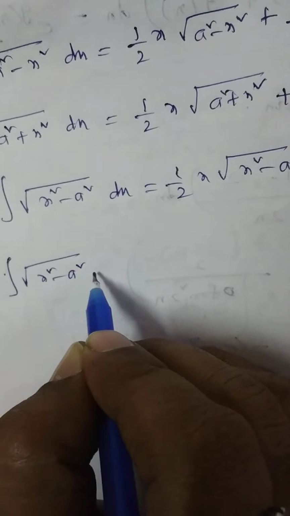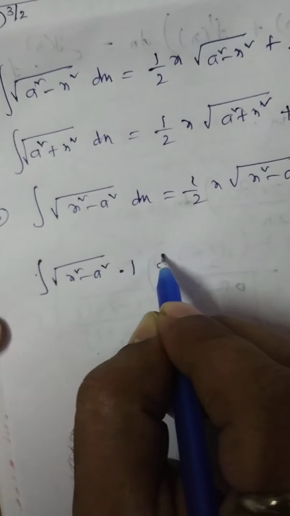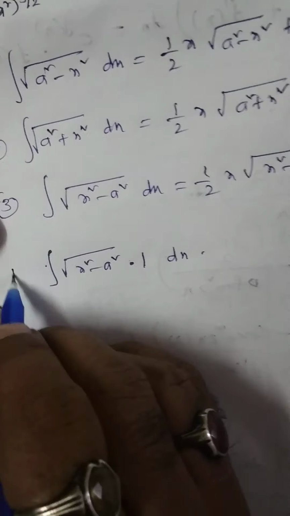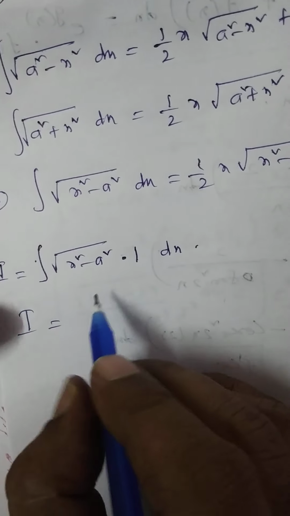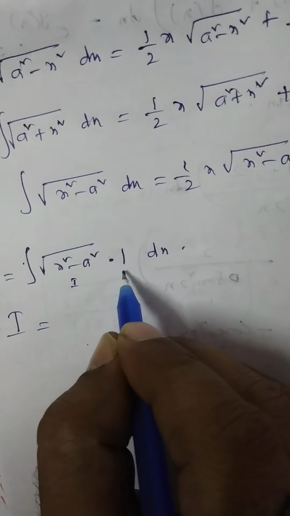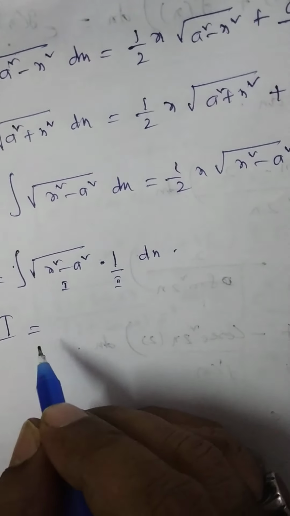Third one I am taking. Remaining 2 you can complete. Okay, so let us take this as I. So I is equal to... So here, the first function I am taking is root of x square minus a square, and the second function I am taking is 1.